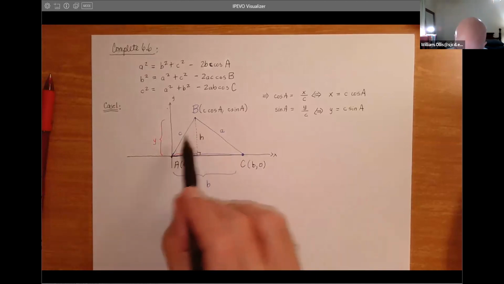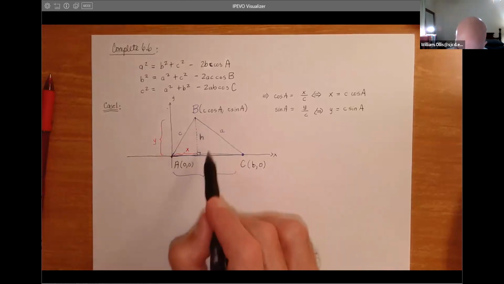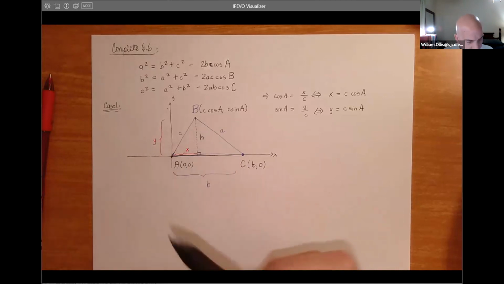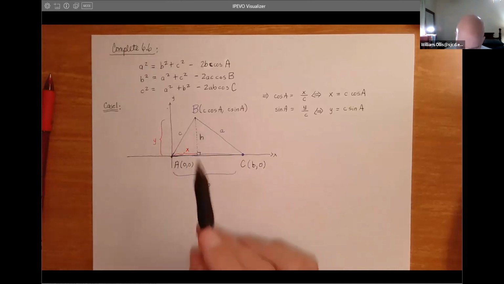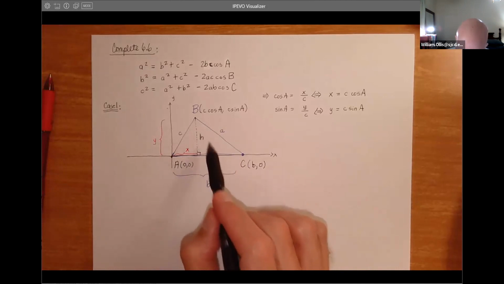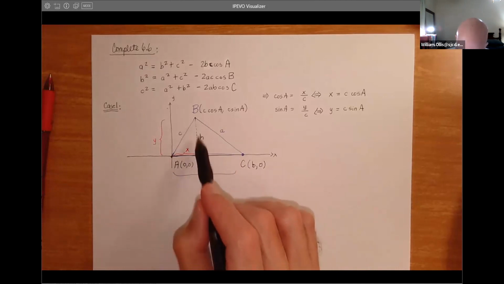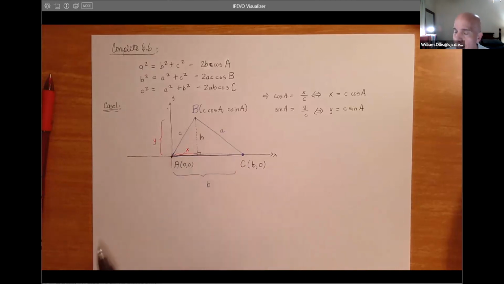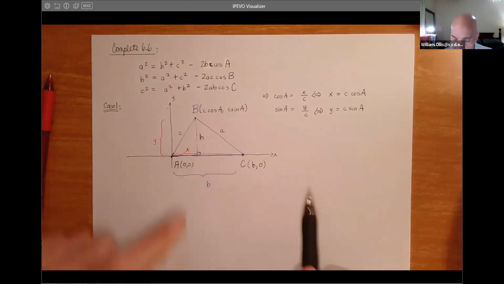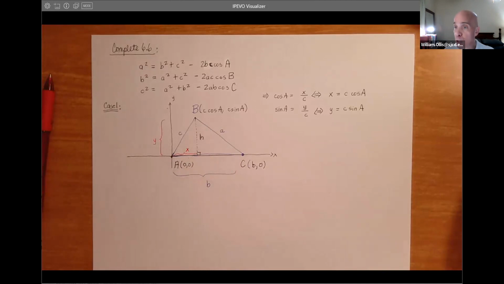Now we can look at this and say, okay, so we've got all these coordinates here. How does all of this fit together? Notice when we draw this H here, we form a right triangle, okay? And so we have an application that's available to us. That is the Pythagorean theorem.